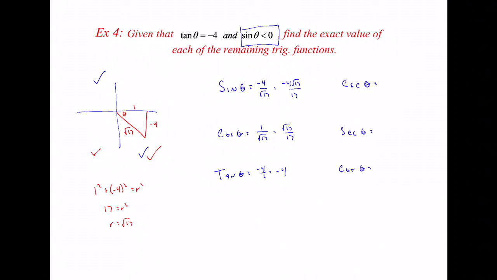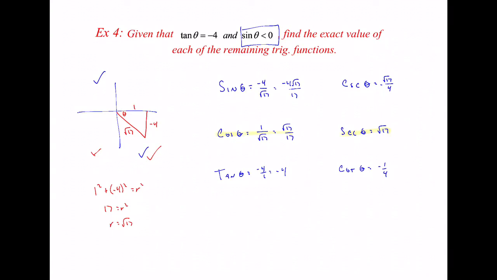So cosecant would be the reciprocal of sine, so that's square root of 17 over 4, and that would still stay negative. Secant would be the square root of 17 over 1, or square root of 17, and then the reciprocal of negative 4 is negative 1/4. And so since we're in quadrant 4, you can see that cosine would be our trig function, and secant, that would be positive, and the other 4 would be negative.